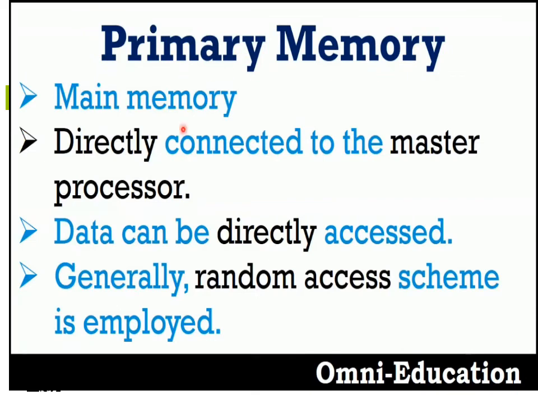Primary memory. It is also known as the main memory of the computer. Why? Because computers cannot run without it. Primary memory is directly connected to the master processor, so the CPU can directly access the data from the primary memory. A random access scheme is generally employed for primary memory. However, there are also other data accessing schemes that can be used, such as sequential access and direct access.